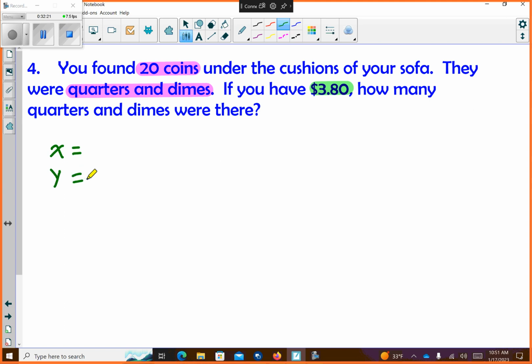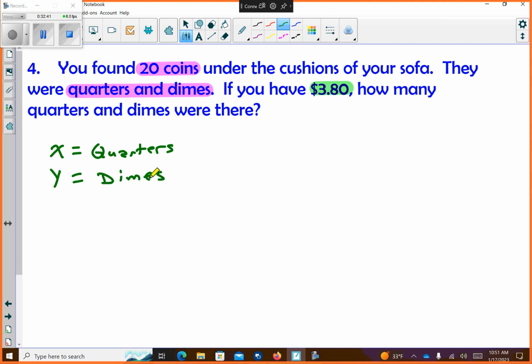I'm going to use X and Y because I like X and Y. So what are my two unknowns? X and Y is correct, but what's going to be X? What's going to be Y? Quarters and dimes. So we'll call X quarters. Absolutely. I could have flipped it, though, and I'll call Y dimes.